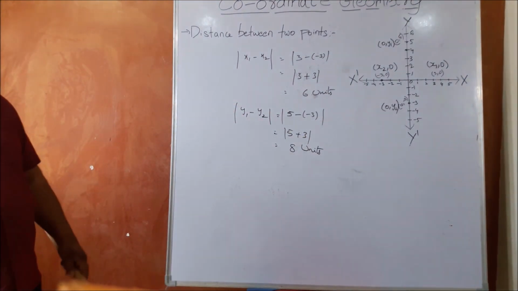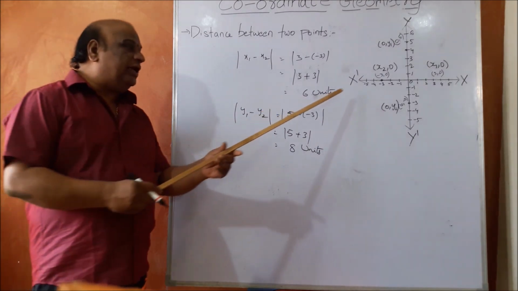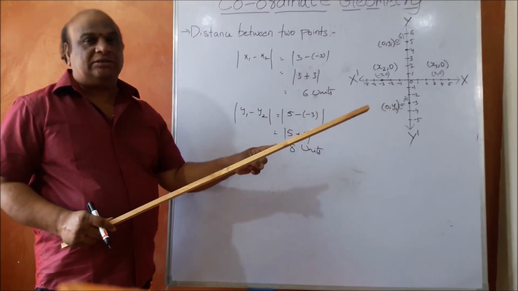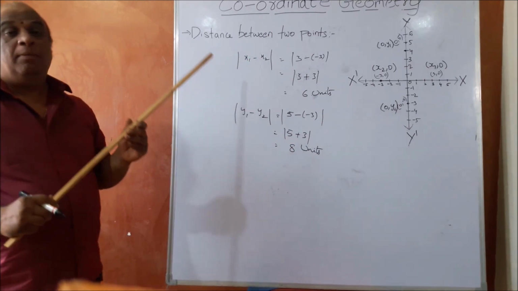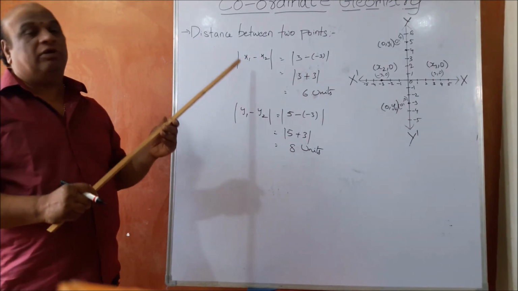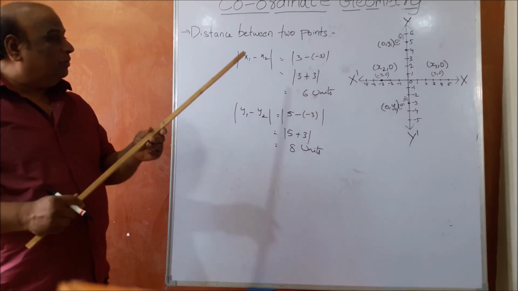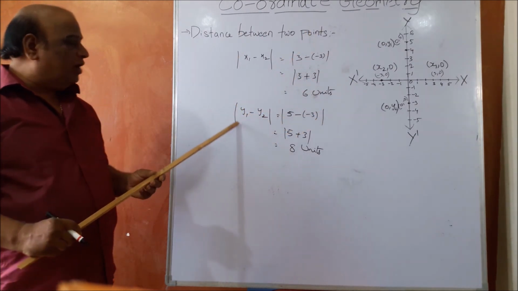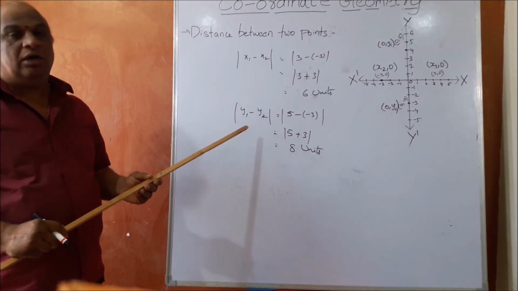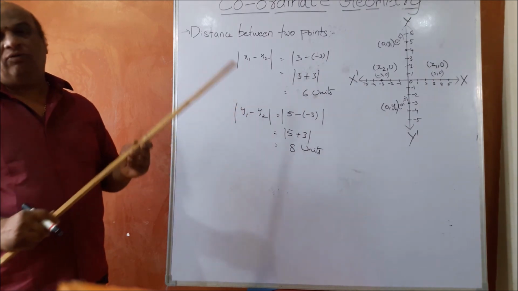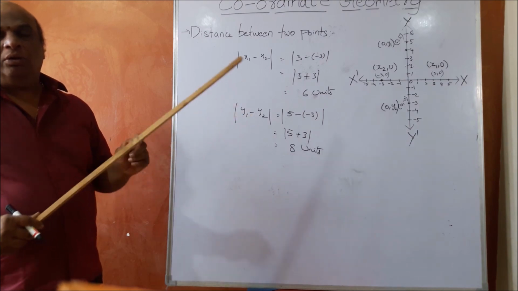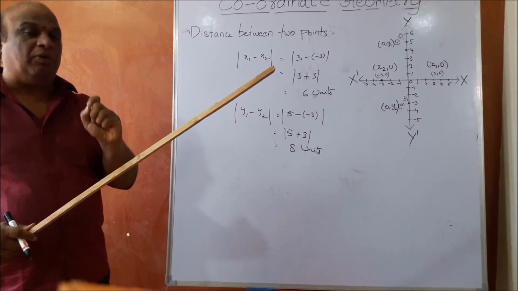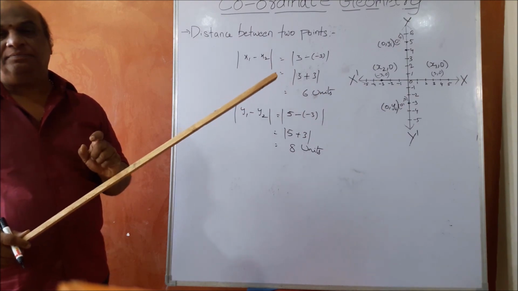Now the formula: if the 2 points are on the x-axis, the formula is modulus of x1 minus x2. If the 2 points are on the y-axis, the formula is modulus of y1 minus y2. So the important point to remember is that distance is always a positive number.